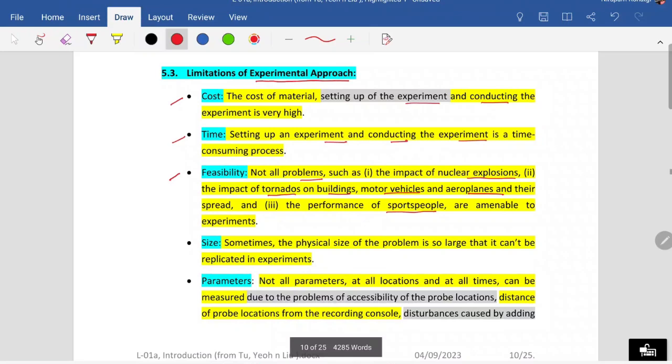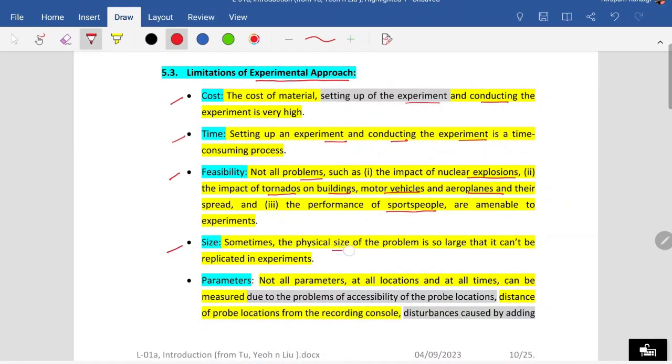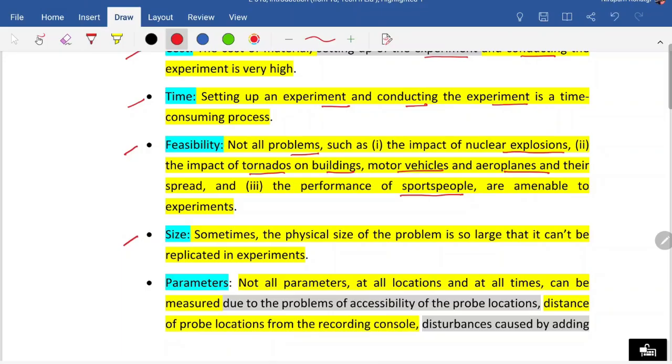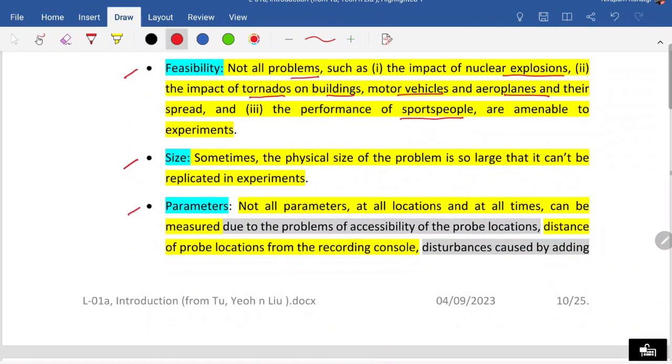Then size. Sometimes the physical size of the problem is so large that it cannot be replicated in experiments. We talk about the size. Now if you want to study a ship or an aeroplane, the size itself is a limitation. Then parameters. Now another problem comes in.